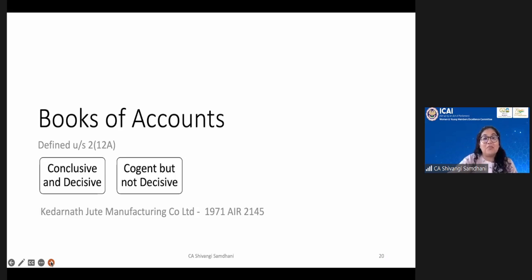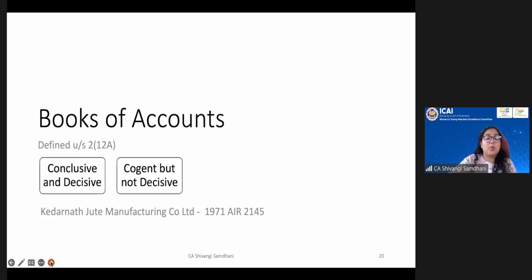But for all the provisions of the Act, we cannot say that books are conclusive and decisive. Supreme Court, in case of Kedarnath Jute Manufacturing Company Limited, held that books of accounts are not decisive. Entries in the books of accounts are not relevant. Books are cogent, but books are not decisive.